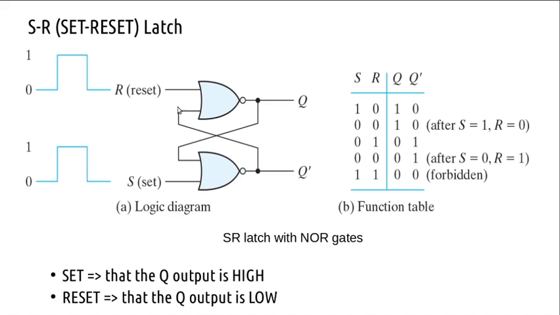First, what are these? These are two what gates? NOR gates. This is a NOR gate, this is a NOR gate, and from the output of the upper NOR gate you are giving a feedback to the input of the second NOR gate. Similarly, from the output of the second NOR gate you are giving a feedback to the input of the first NOR gate, right? This is a cross coupling, a cross-coupled feedback.